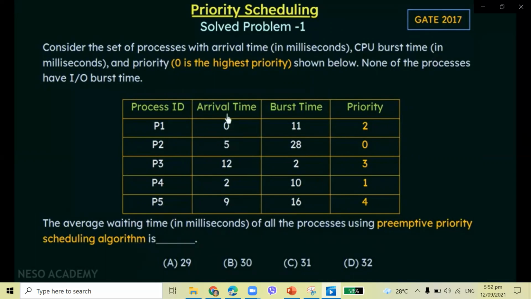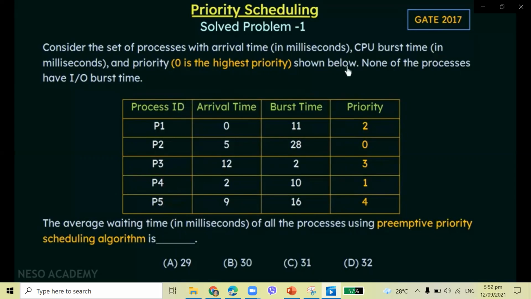Alright, first of all, let's try to understand what this question is trying to ask. It says that we are given 5 processes with process IDs P1 to P5 and their arrival times given in milliseconds, which is shown here, and their burst times also given in milliseconds. And then we have the priority of each of these processes shown in this last column. 0 is the highest priority, and the next highest priority will be 1, then 2, 3 and 4. So we are given this much of information.